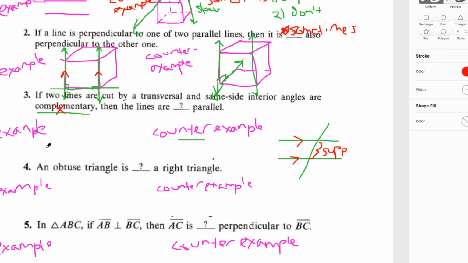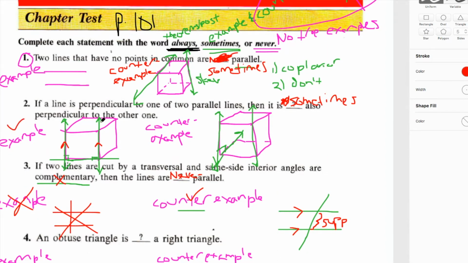So in this case, we can't actually come up with two lines and then draw, right? We could draw the transversal like this, like this, like this. And let's do this, two 90-degree angles, right? Obviously not complementary, they're supplementary, okay? So there is no example, but there is a counterexample. So because of this, only counterexamples, we're going to put never up here. Never up here, okay? So to summarize so far, if we have examples and counterexamples, it's sometimes.